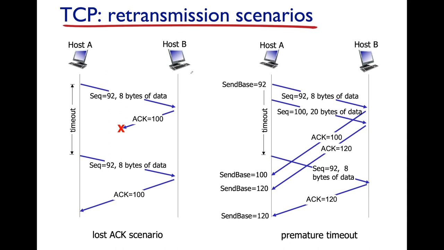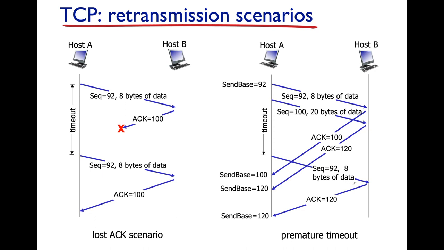So at host B, when we get that first 8 bytes of data starting at sequence or position 92 in the byte stream, we send ACK 100. And then when we get that sequence number 100, 20 bytes worth of data, it's going to be ACK 120. And so we send our acknowledgments ACK 100 and ACK 120. And then in the meantime, the timeout fires. And now we resend that first message that had 8 bytes of data with sequence number 92.